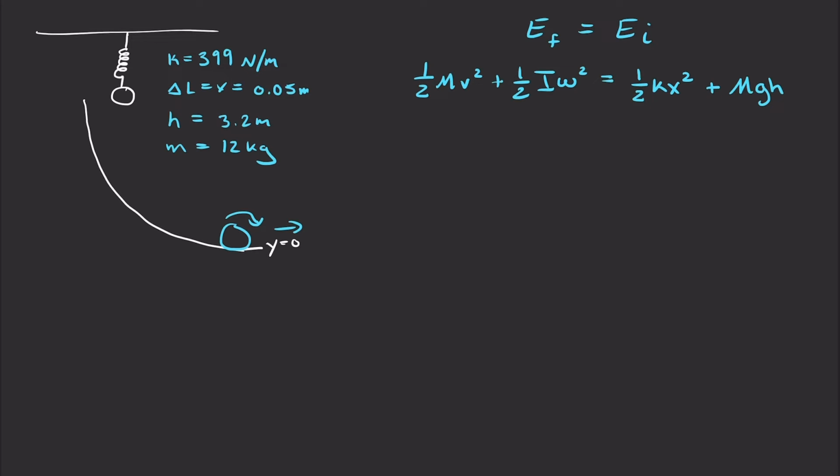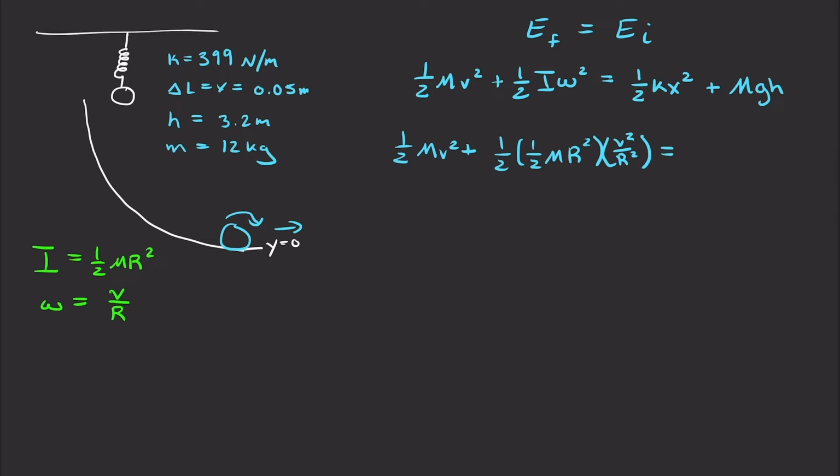And so we need to do some substitutions. So the moment of inertia of this disk, I've been calling it a ball, but it's a disk, is 1/2 mr squared, and omega is going to be v over r. So if we plug those in, we get 1/2 mv squared plus 1/2, and then for I, I'll put in 1/2 mr squared, and then for omega, I'll put in v squared over r squared. Okay, and then I'll just write my terms on the right.